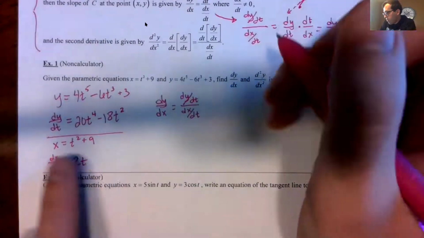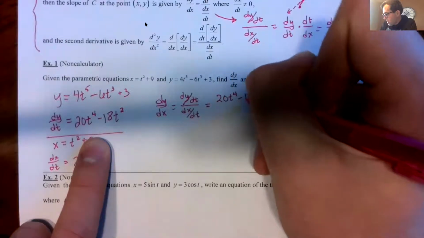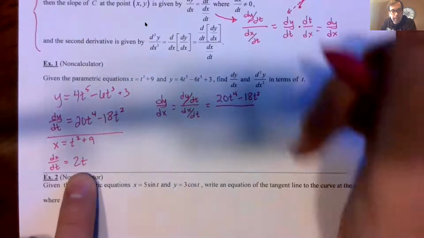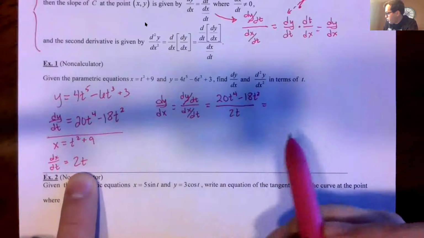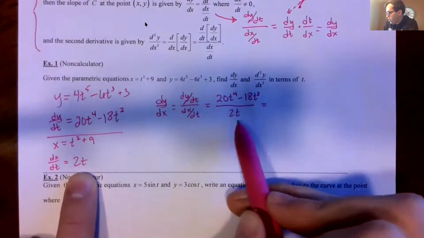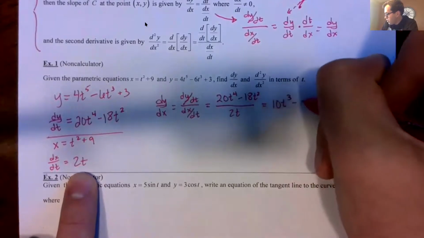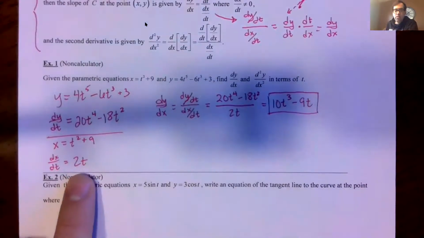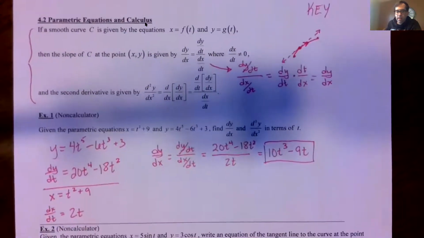So we already found dy dt was 20t to the 4th minus 18t squared, and dx dt was 2t. And lucky for us, we've got two terms on top but only one term on the bottom, so we can divide both of these top terms by 2t, and we would get 10t cubed minus 9t. So that is dy dx. That's the first derivative. And that is pretty cool, again, because think about it like this.